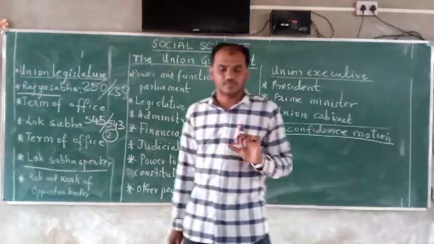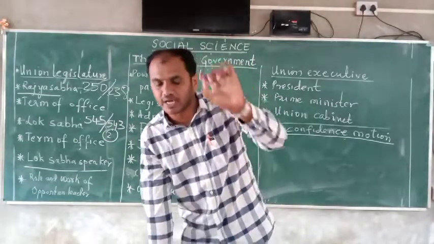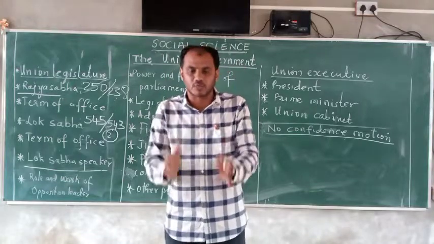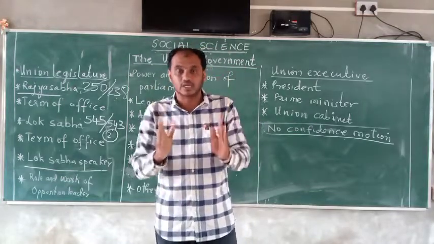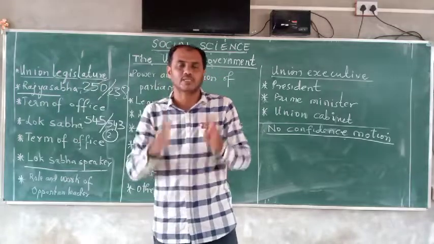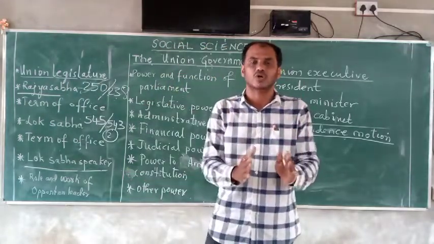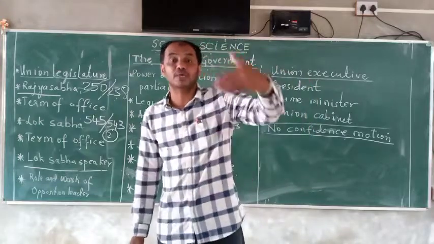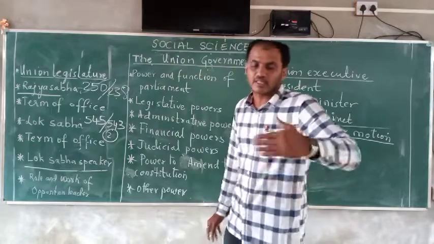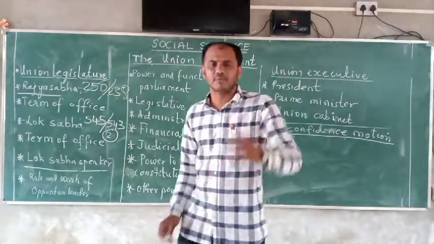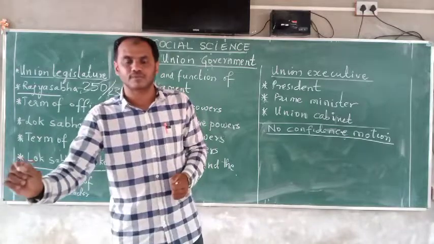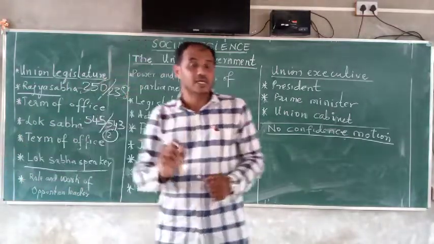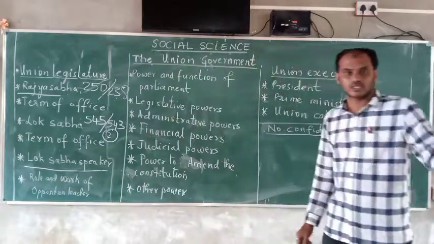So next comes the judicial power. Both the houses of the Parliament, Lok Sabha and Rajya Sabha, have the authority to remove the judges of the Supreme Court and High Court through the motion of impeachment. If they are found guilty of corruption, they can be removed. Only the Parliament has the power to remove the judges, not others.